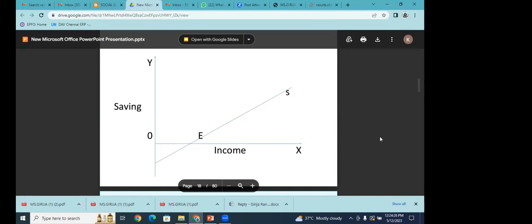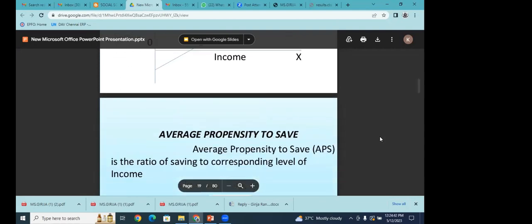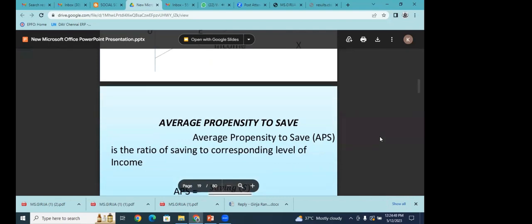When income increases, the tendency to save increases. As income increases, the level of saving will also increase. So we find a direct relationship between saving and income. Now again, average propensity to save and marginal propensity to save are almost similar to average propensity to consume and marginal propensity to consume.